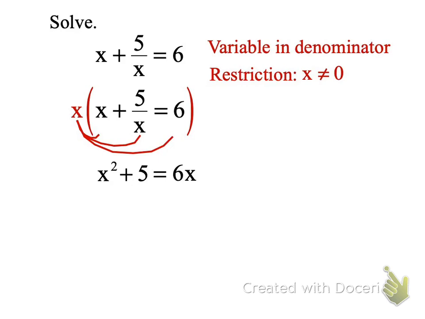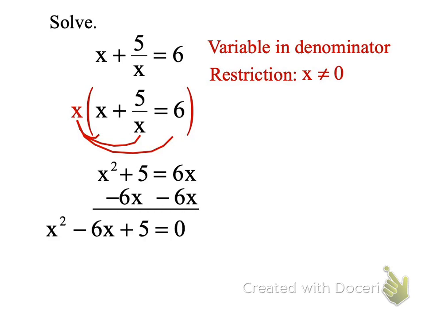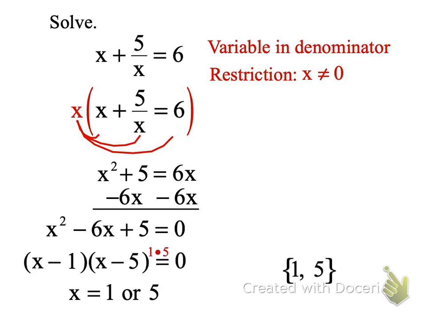Now let's put it to standard form, subtract 6x. I'm still going to want to factor. What multiplies to 5 and adds to negative 6? Negative 1 and negative 5. So it's x minus 1, x minus 5. Do both of those solutions work? Yes. So our solutions are 1 and 5.